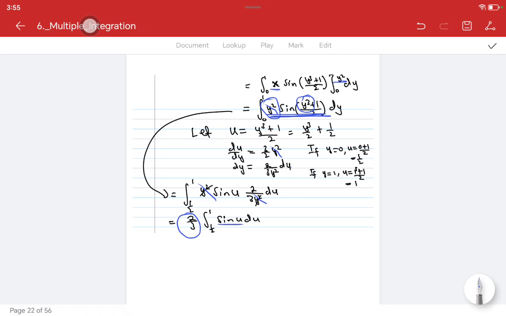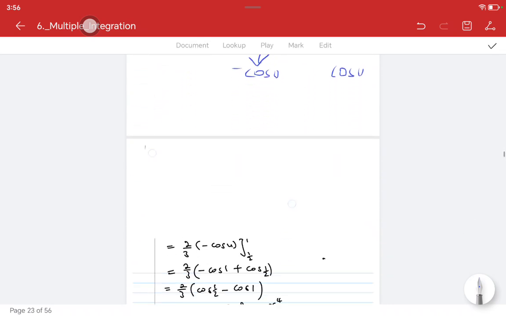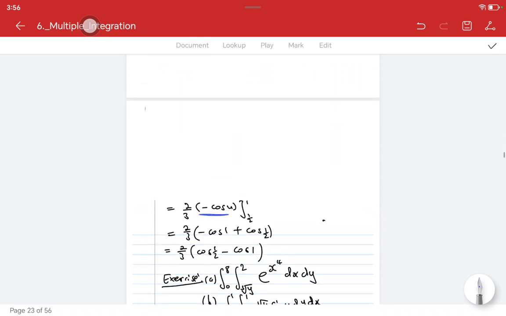Then when we integrate sine u, I've already shown you how to integrate sine. This will be negative cos u. So when you integrate sine u, you're going to get negative cos u. That is why here, we get negative cos u, then from 1 over 2 to 1.